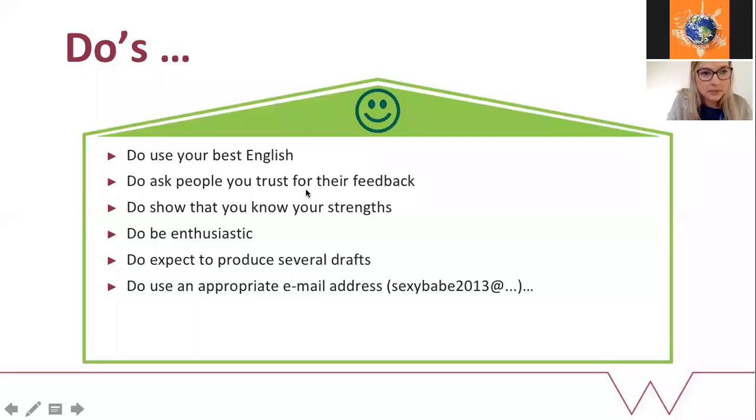Next, ask people you trust for feedback. Your parents, if they speak English, your friends, your lecturers, your career counselors, anybody you trust. Show your strength. You have to show your strength. What strengths do you have? I'm sure everybody has their strengths. Again, it's how you show that. Give us examples. Give us evidence. What have you done? Have you participated in something? Have you achieved something? You have to be very specific.